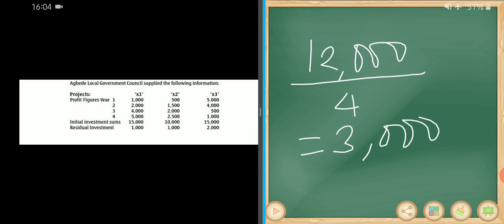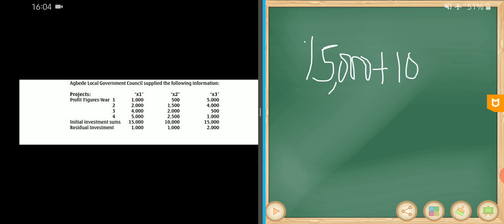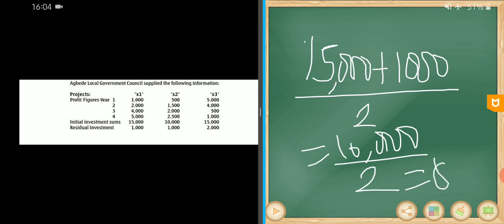The next thing for us to get is our average investment. How do we get our average investment? I told us earlier on, it is initial investment plus residual value over 2. And the question gave us our initial investment for project 1 as 15,000. Our residual is what? 1,000. So you add it up and divide it by 2. That will give us 16,000 divided by 2, which is equals to 8,000 naira. So we've gotten our average accounting profit and we've gotten our average investment.